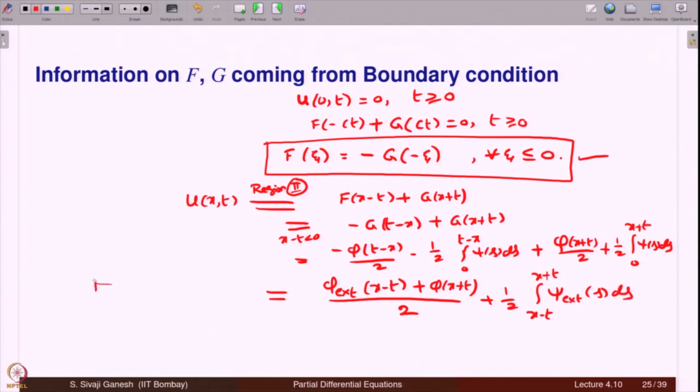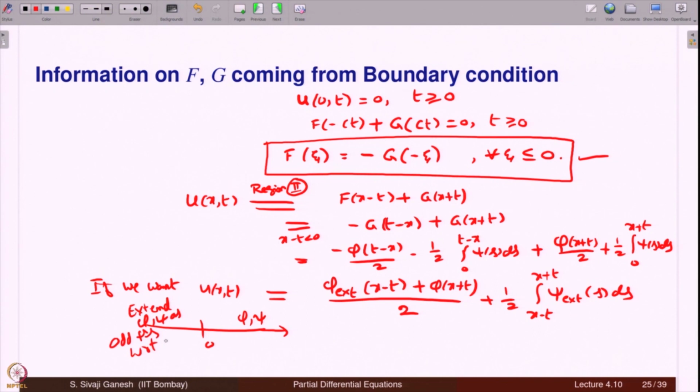Okay, if we want u of x, t equal to this, we have to tell how we have to extend. There is no need to extend the other side because there phi and psi are given. So we have to get only this side, and this suggests phi extension of x minus t should be equal to minus phi of t minus x. That means extend phi and psi as odd functions with respect to 0. So we have this. Please check the validity of this equation.